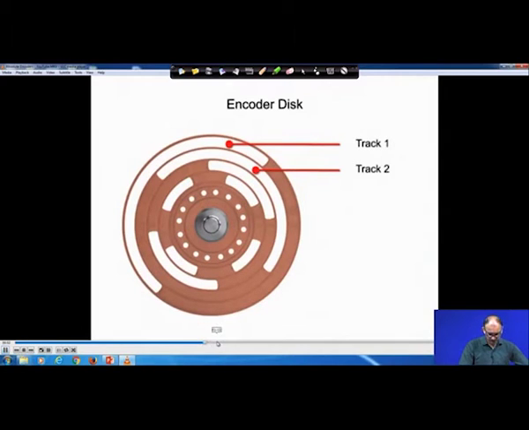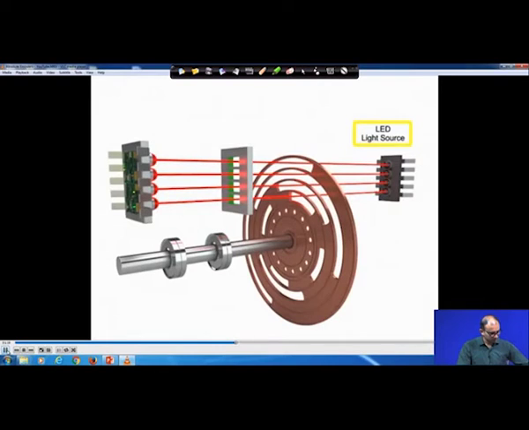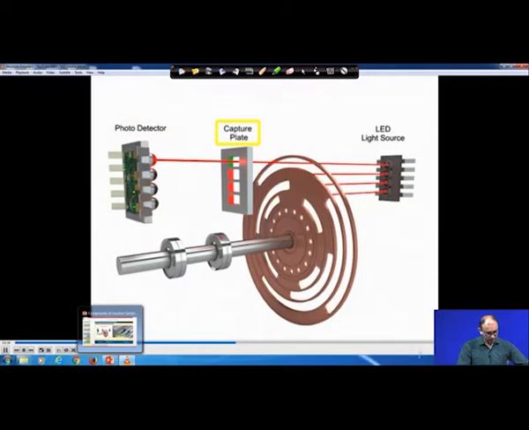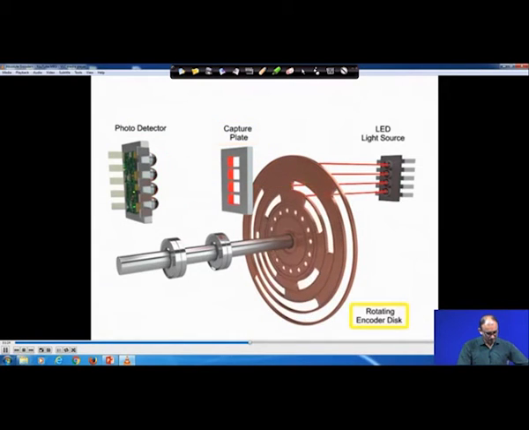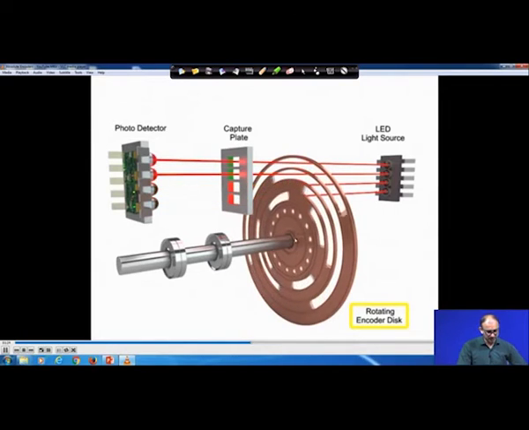So, these are the tracks that we have seen in the previous slide. So, this is how it will capture all the signals.